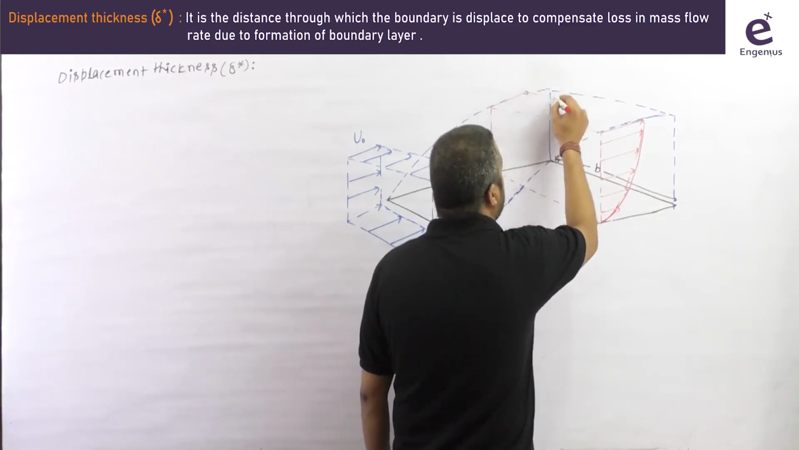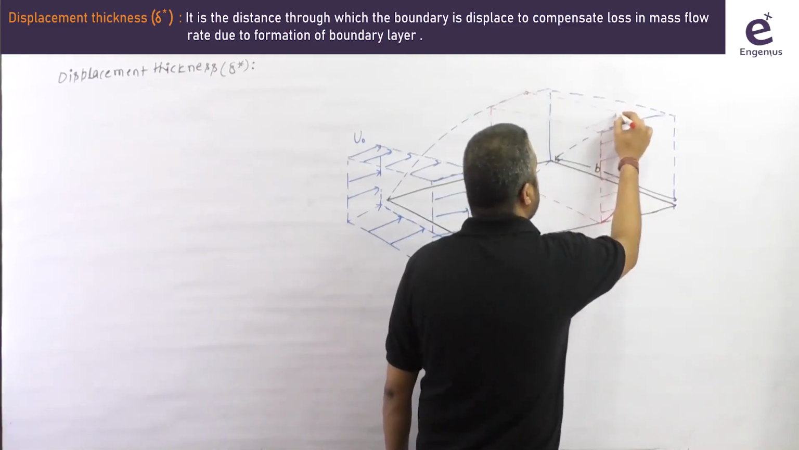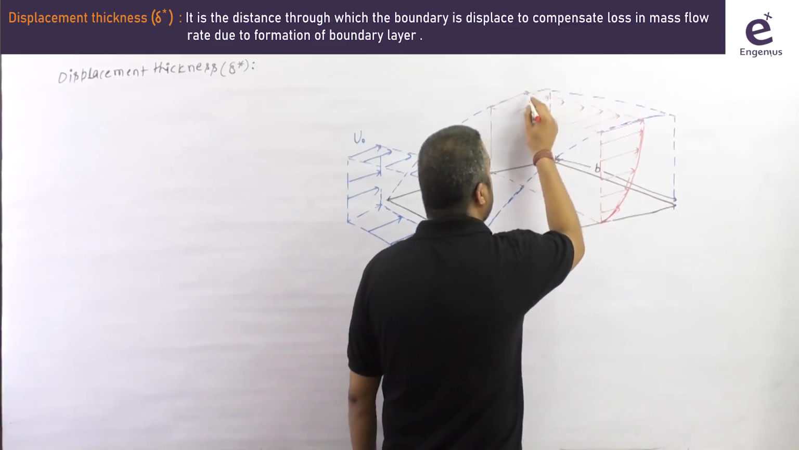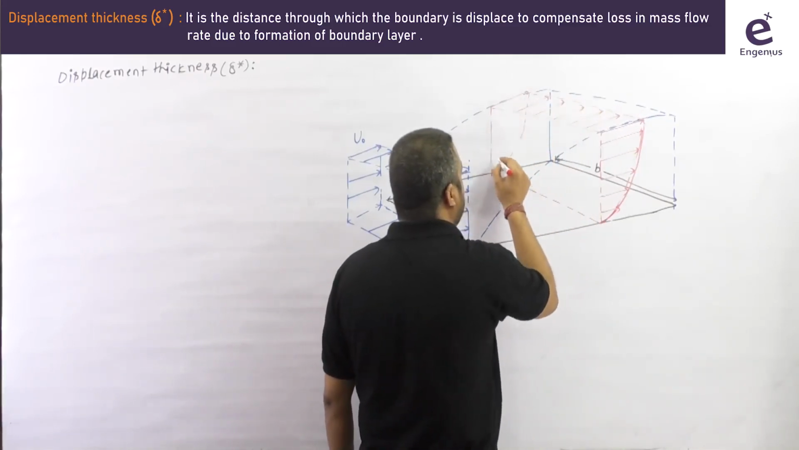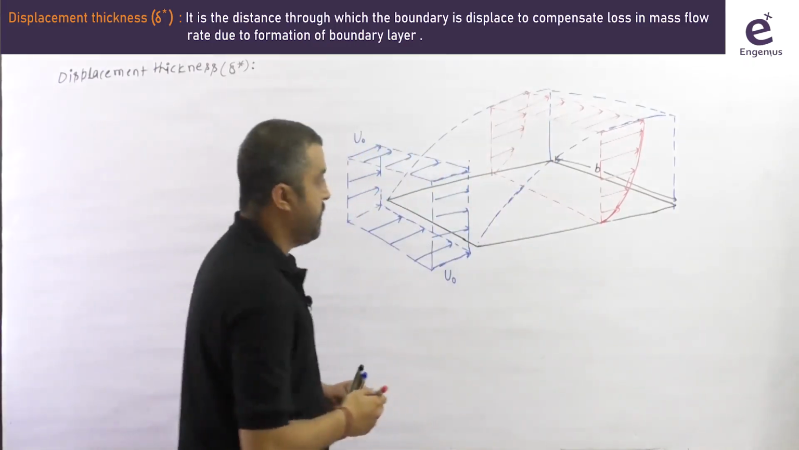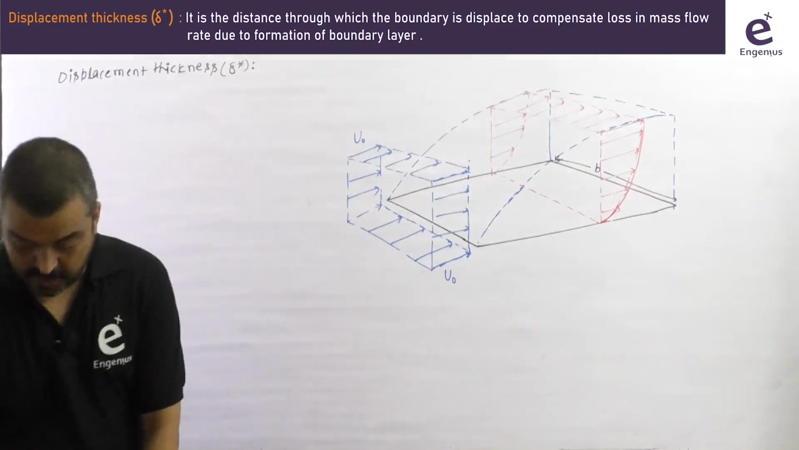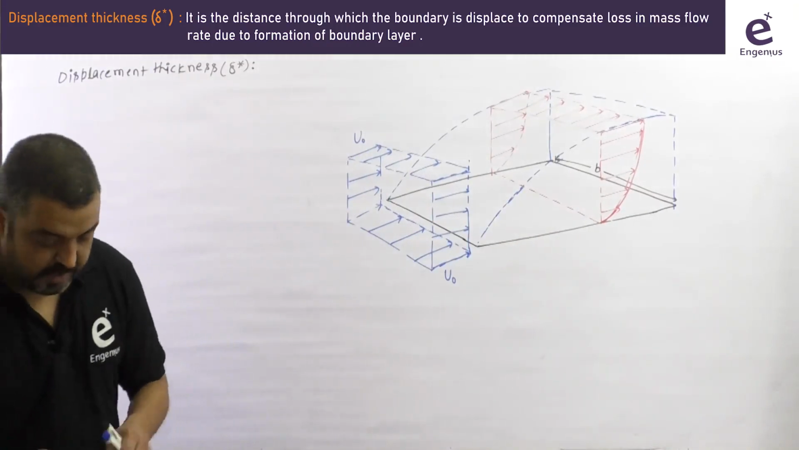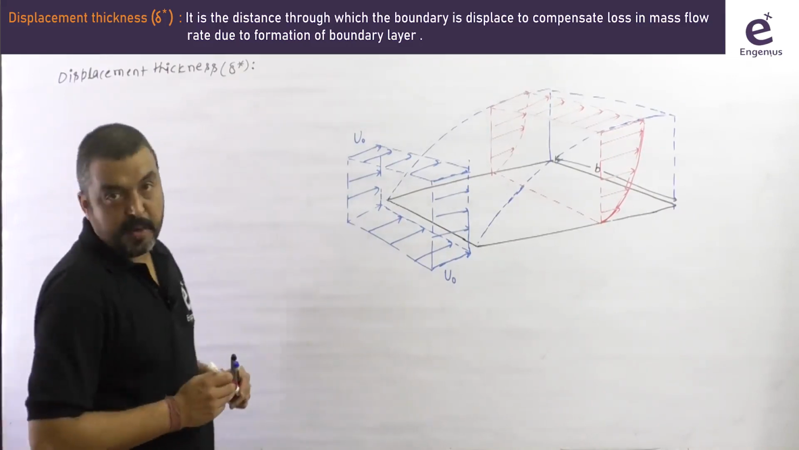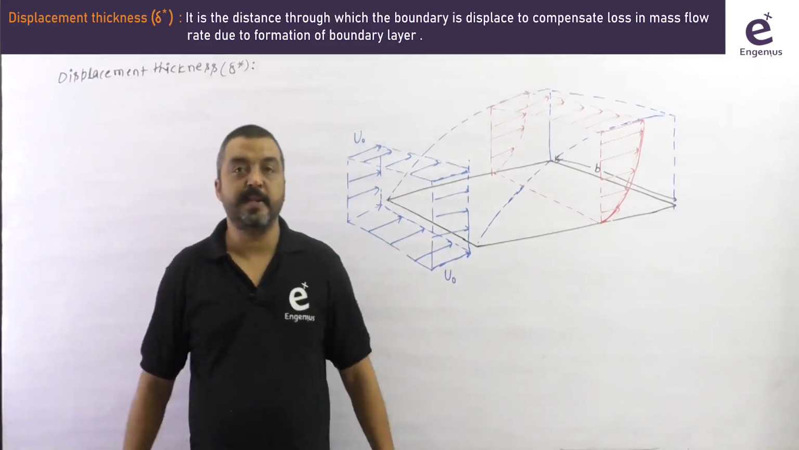Hope you are also drawing the diagram side by side. I'm drawing this 3D diagram so you can clearly understand the concept of displacement thickness. So this is our diagram here. This is how the boundary layer is going to be developed. Now what is the problem and why do we need displacement thickness?